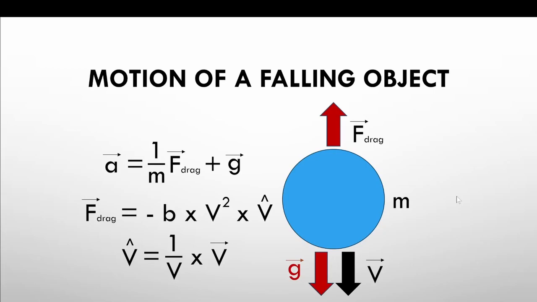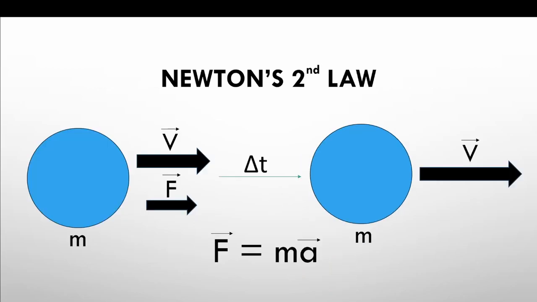We'll be using a physical model that considers the drag force to be always opposite to the velocity and proportional to its magnitude squared. We'll also use Newton's second law that states that the change in velocity over time, or its acceleration, is directly proportional to the force applied to it, F equals ma.